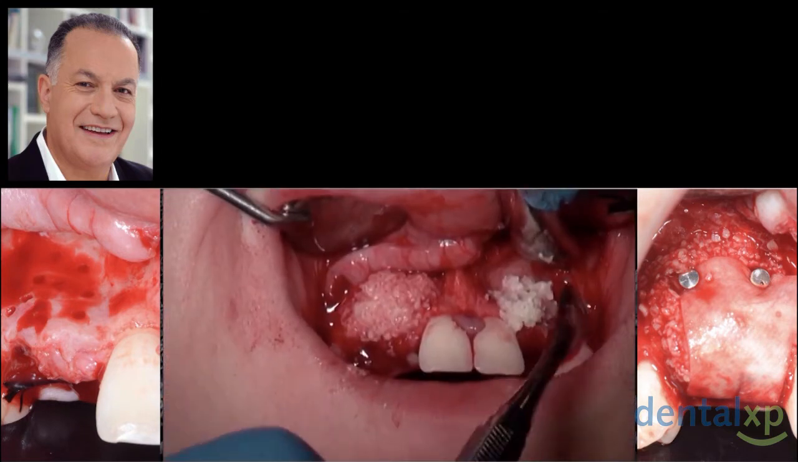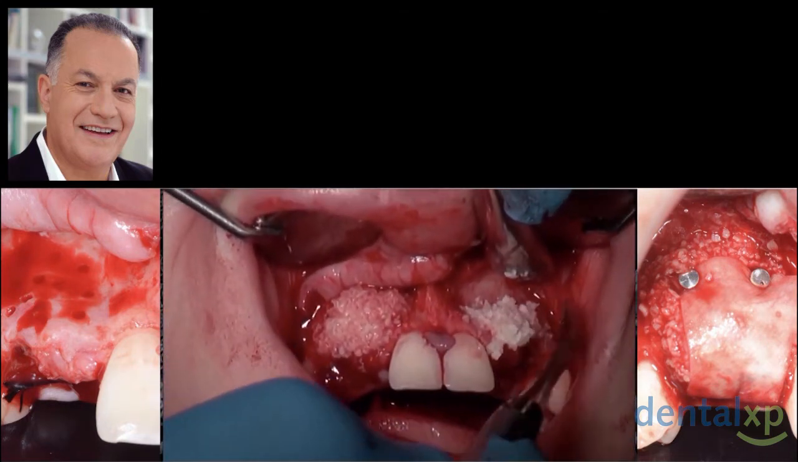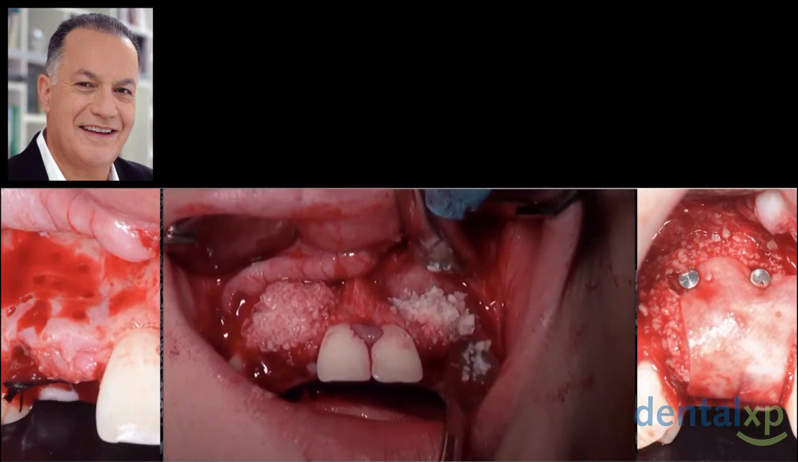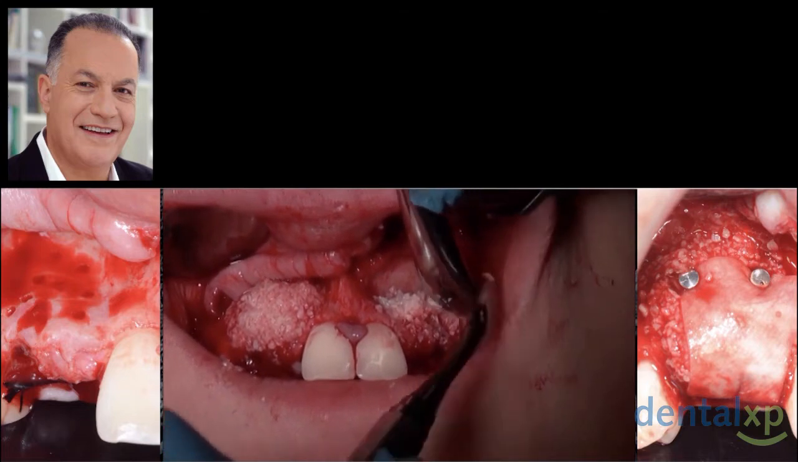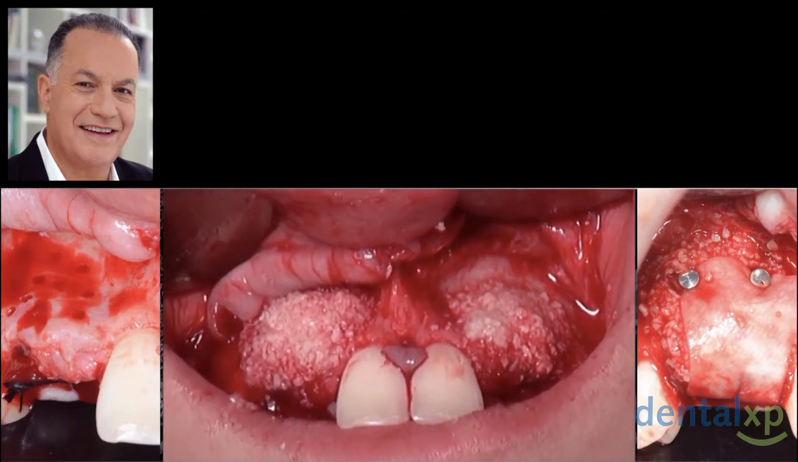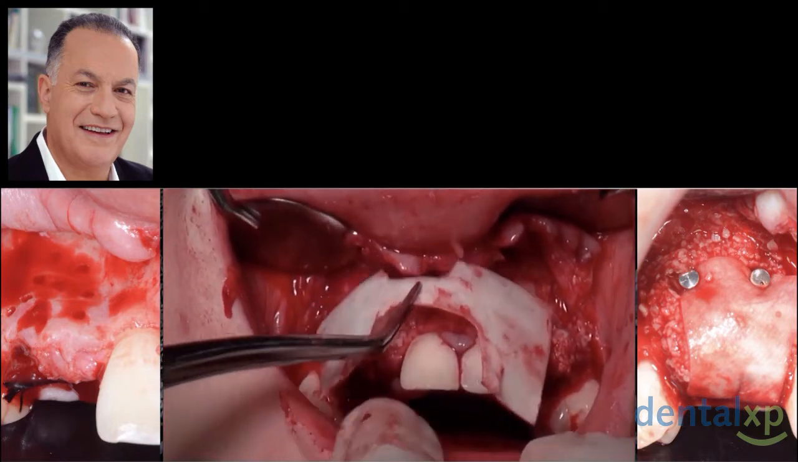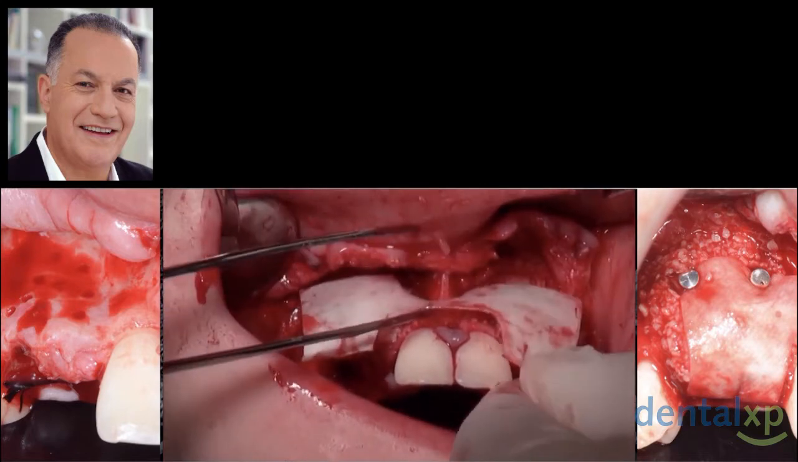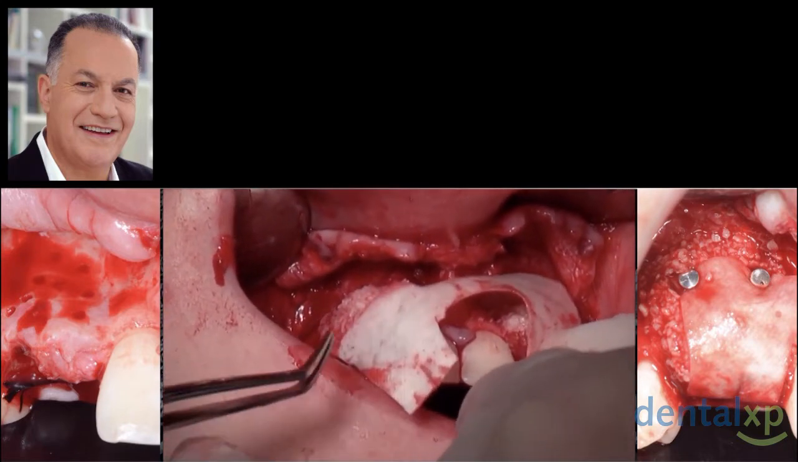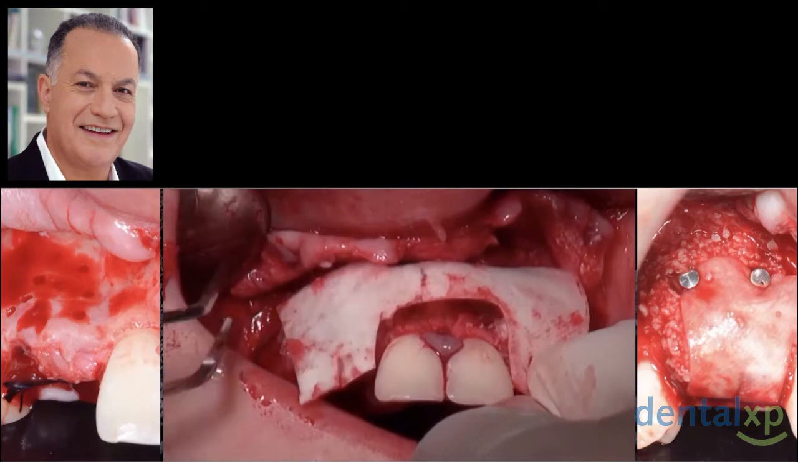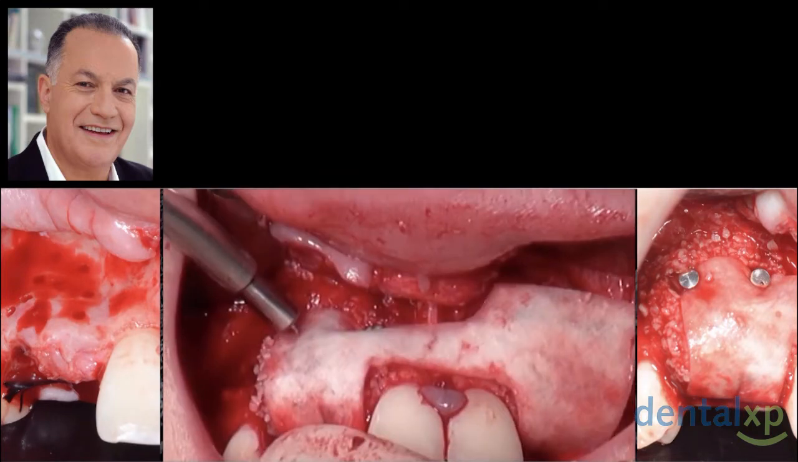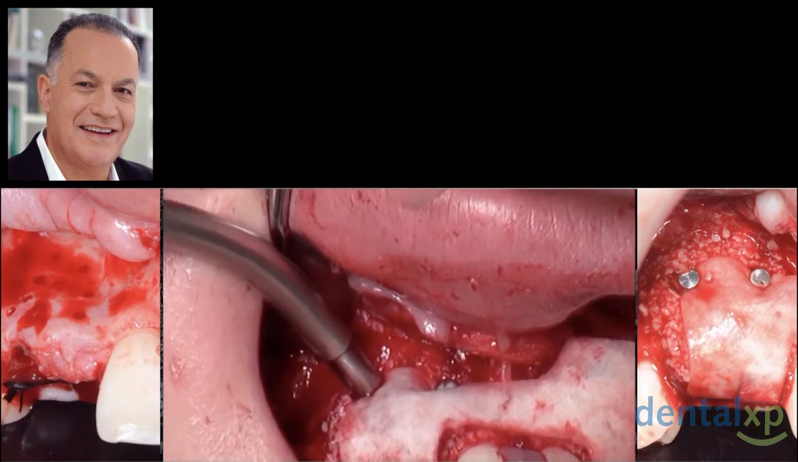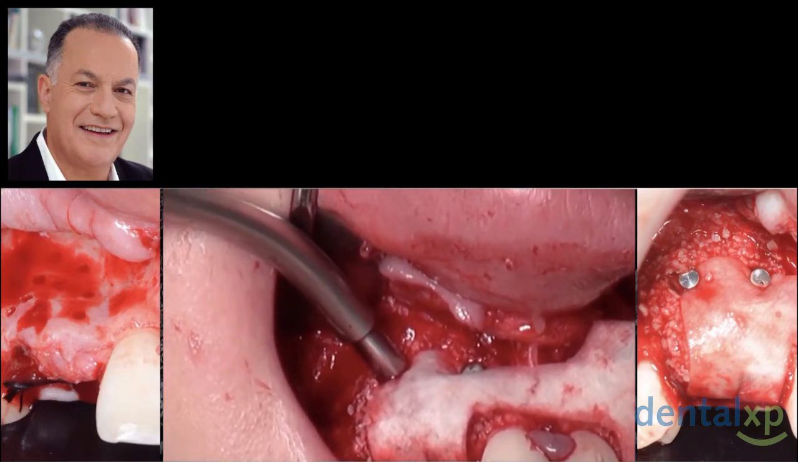You can see in this small movie the ability to have some GBR technique with collagen membrane on the left side and on the right side. In the same way, we place the membrane, but we have to fix it in order to have no motion of the membrane and of the bone graft tissue.